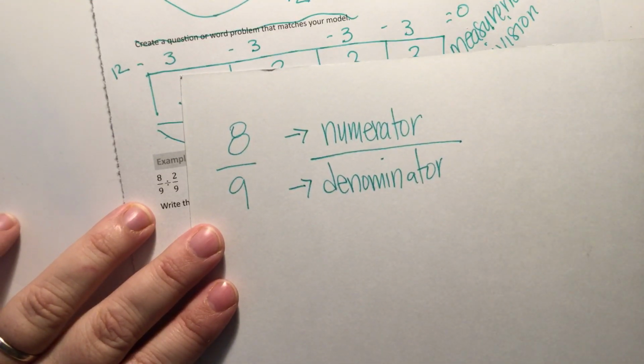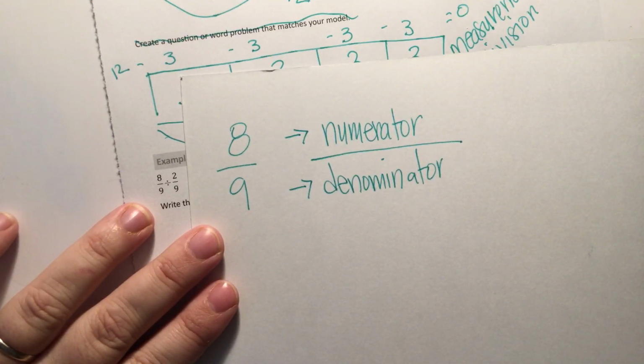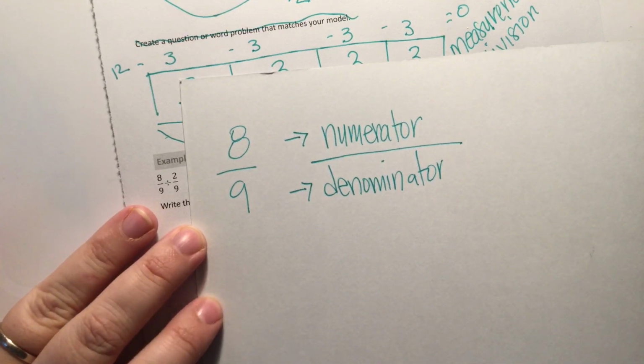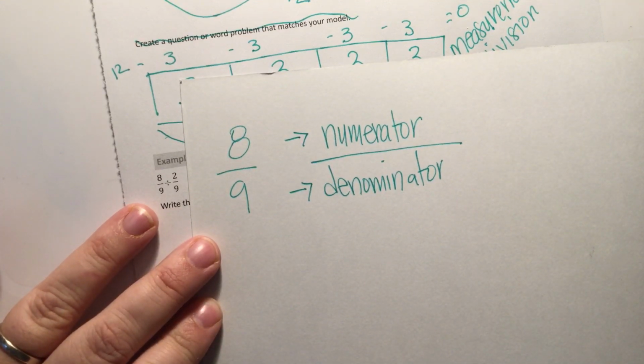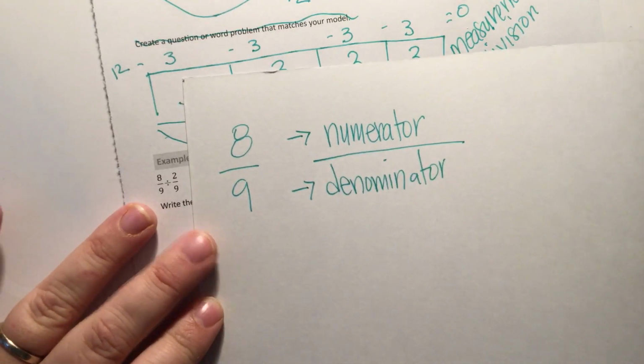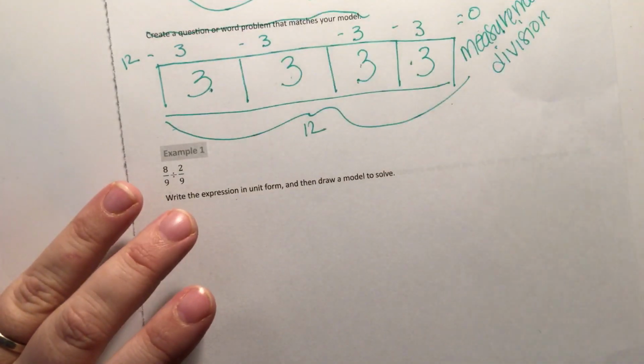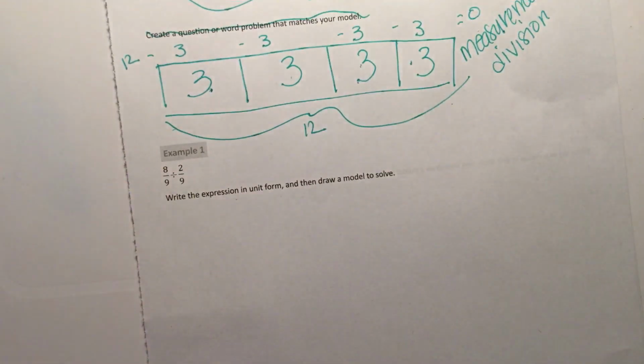I always remember it as my denominator starts with a D, and D is down, and down is usually lower, on the bottom, so denominator. I've known that since probably about, I think somebody gave me that shortcut in like 4th or 5th grade. So something I always remember. So guys, remember, denominator is always on the bottom.